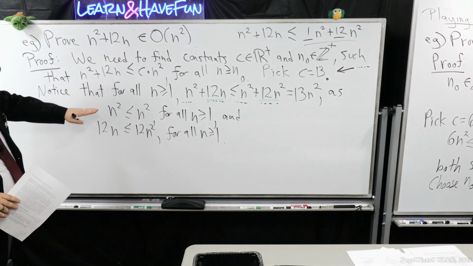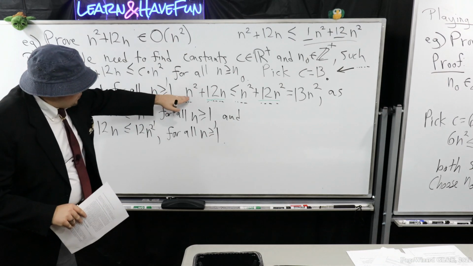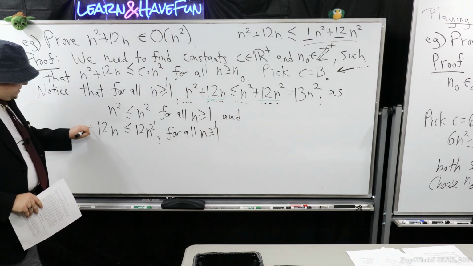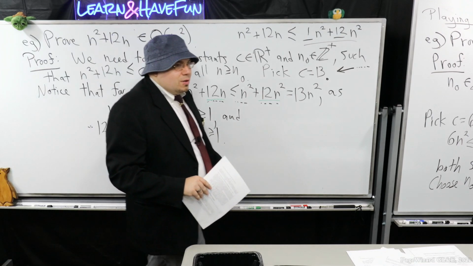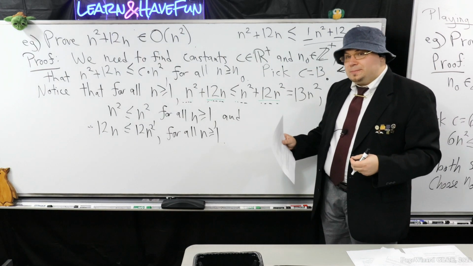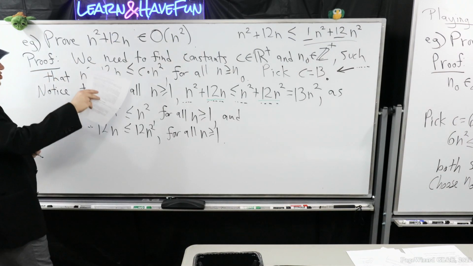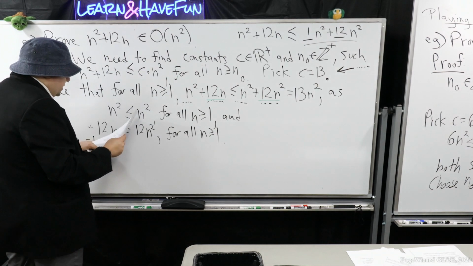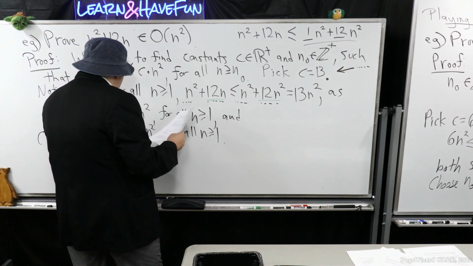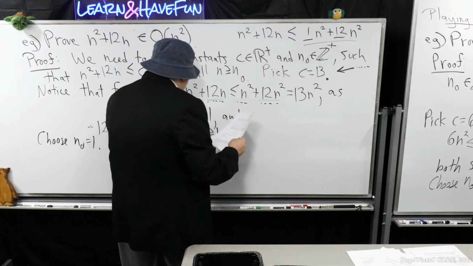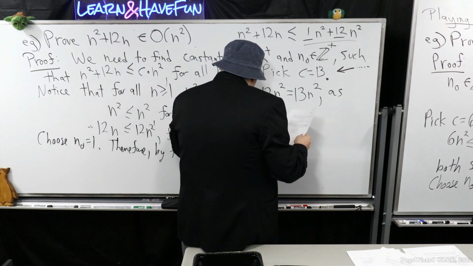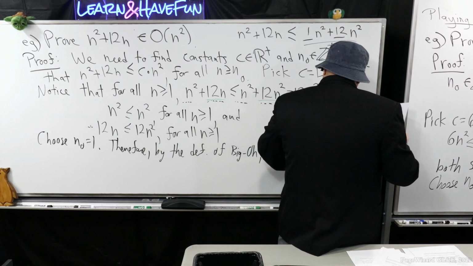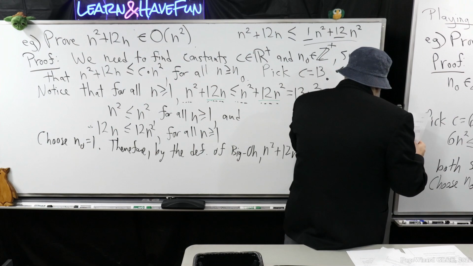So notice that if I add this and this together, you end up with what we have right here. There's your first one right here. The green stuff is this green right here. All it is is collecting things up into buckets, as we're going to see in a moment. So since this is true for all n greater or equal to 1, then I could choose n0 to be equal to 1. Therefore, by the definition of big O, we could say that n squared plus 12n is big O of n squared. And we're done, everybody.